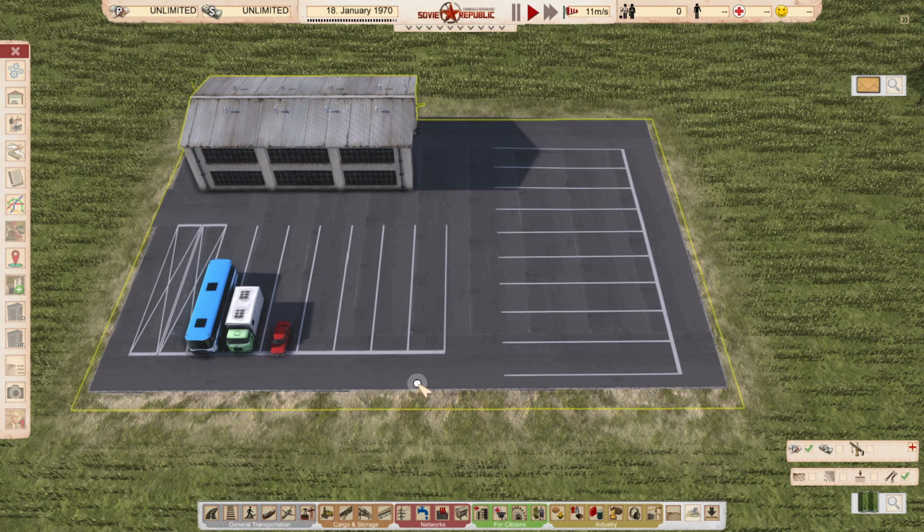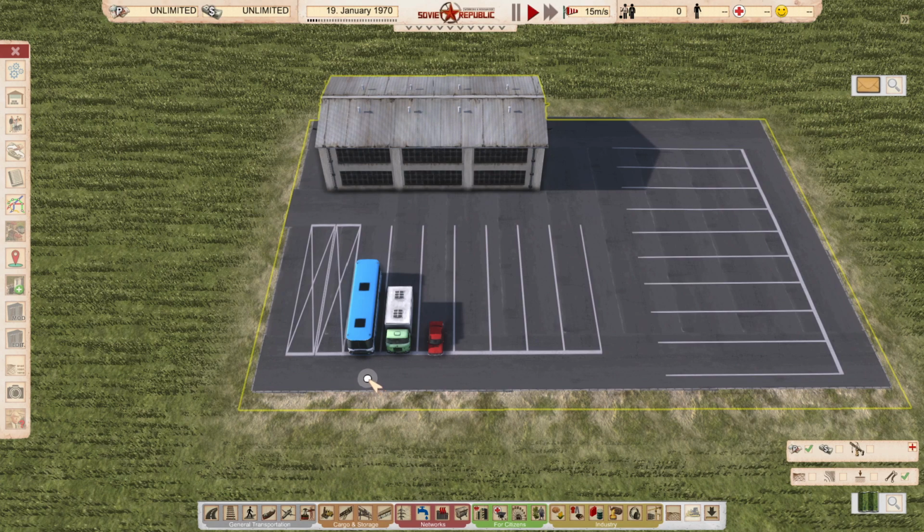Today we are going to cover road vehicles, the different types, what they're used for, and what their stats mean. To start off with, we'll use the vehicles that are used to transport your citizens around your republic. They come in three specific types: the bus, the prison bus, and the personal car.